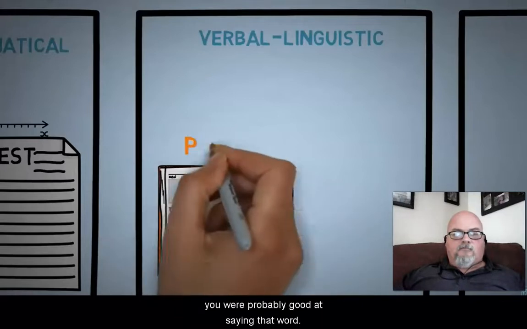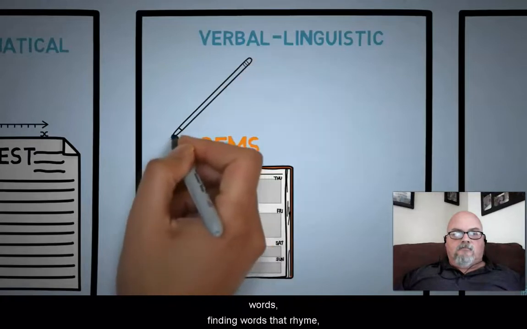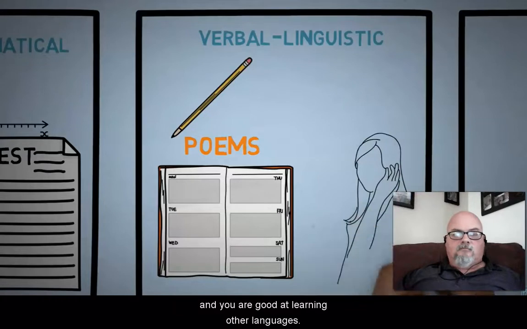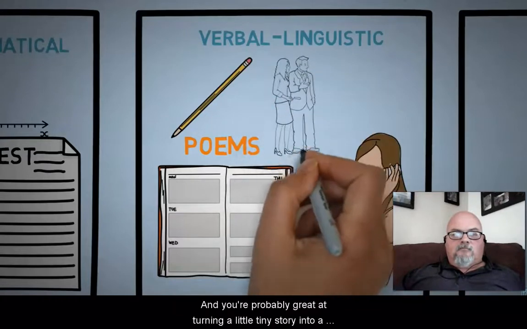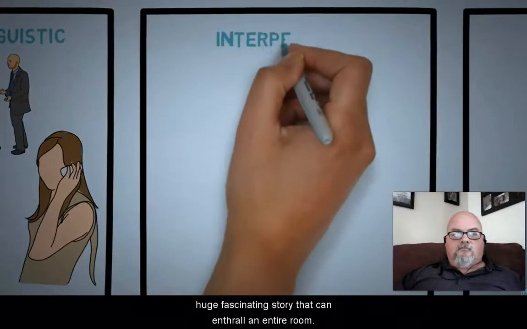You are good at poems, you are good at rhyming words, finding words that rhyme, you are good at reading and writing, and you're good at learning other languages. You learn them pretty quickly compared to other people. And you're probably great at turning a little tiny story into a huge, fascinating story that can enthrall an entire room. The third is interpersonal.